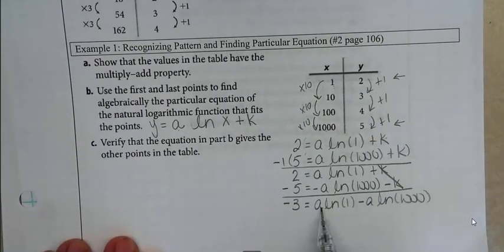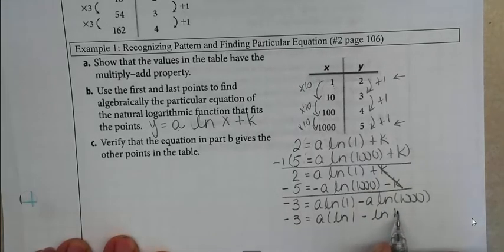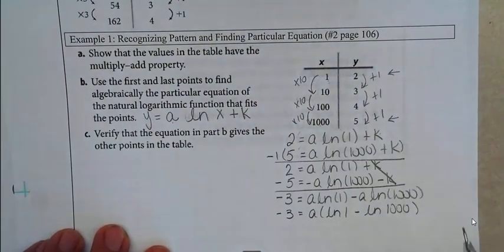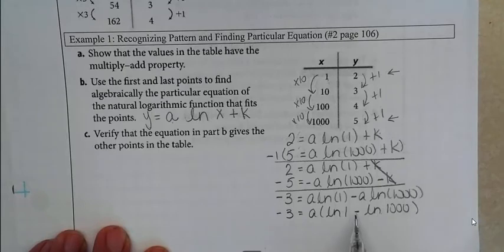Hopefully you're thinking to yourself, I see a common factor here. a and a, that's a common factor, so I could factor that out. And then maybe you're thinking to yourself, there's subtraction. These are logarithms with the same base, so I could use that quotient property.